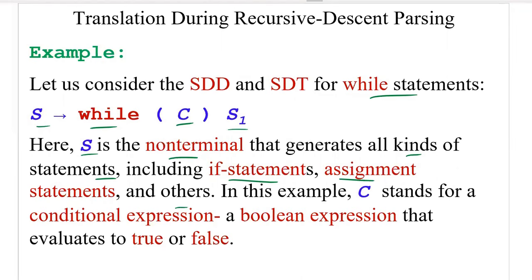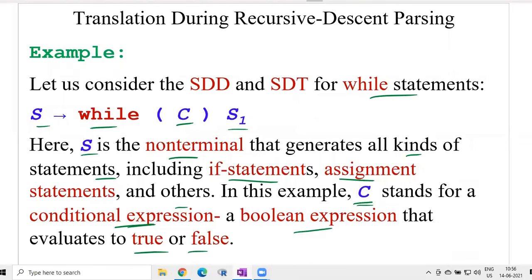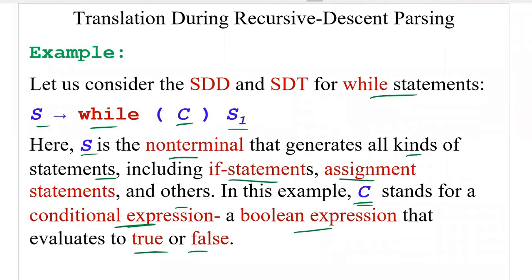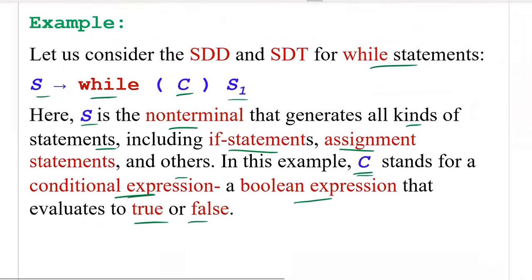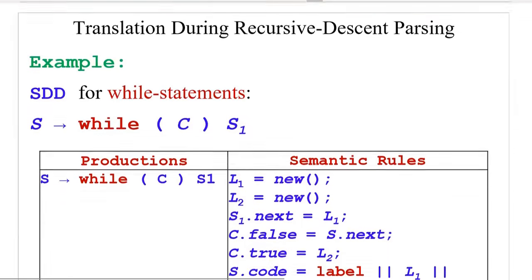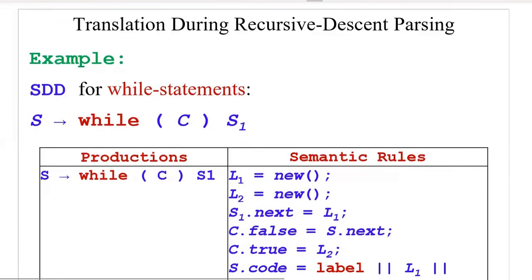In this example, C stands for conditional expression, a Boolean expression that evaluates either true or false. This is a normal programming language while statement production. Now, by taking SDD and SDT with a recursive descent parser, how can this be implemented? Let us first see the syntax directed definition for the while statement.